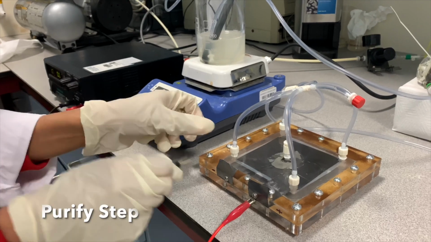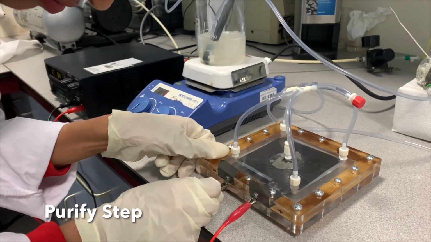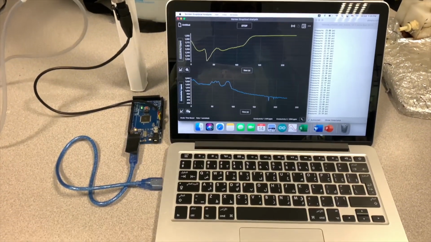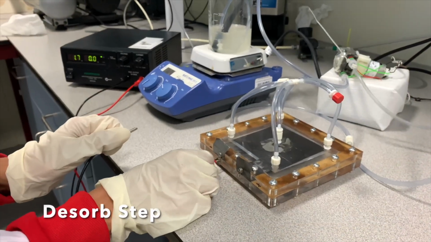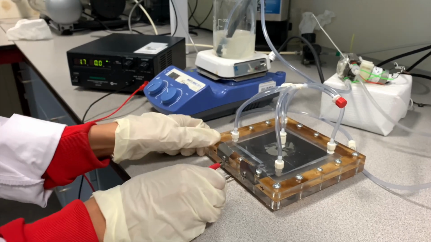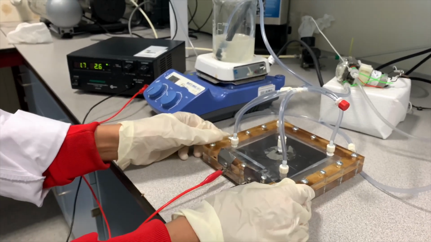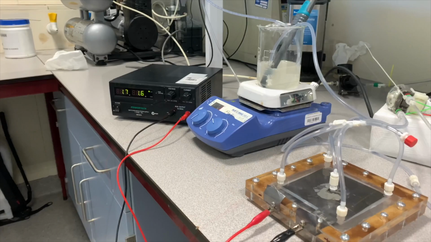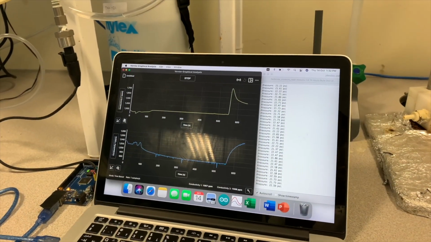The purification step was carried out by applying the electric voltage using a DC power module. During the desorption step, reversed current mode was used, in which the polarity of the electrode cell is reversed, causing the collected ions to be pushed back into the spacer channel.